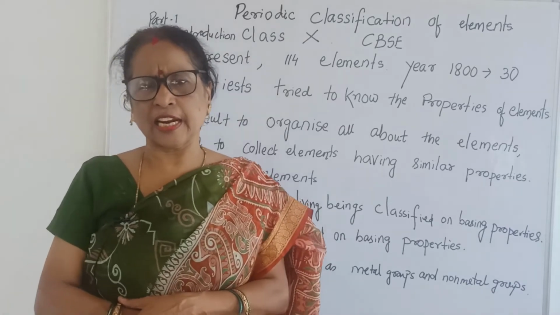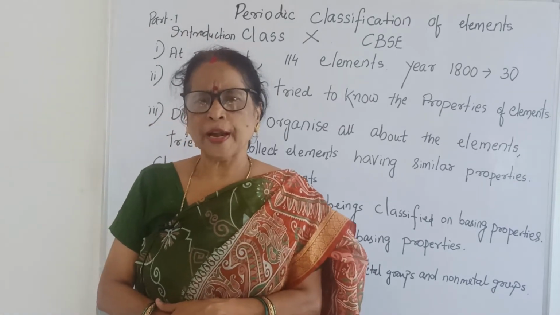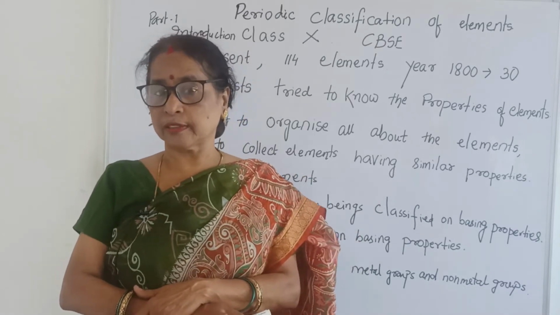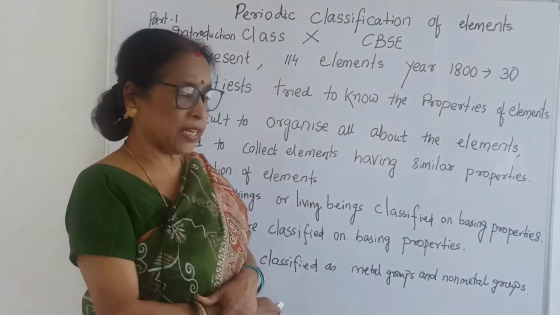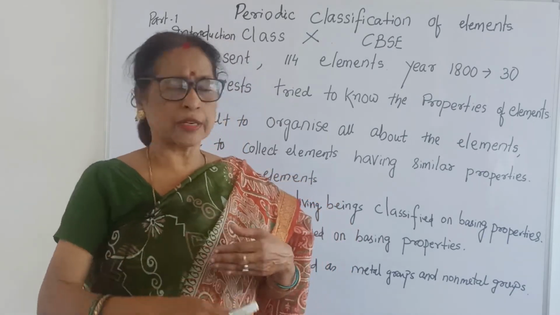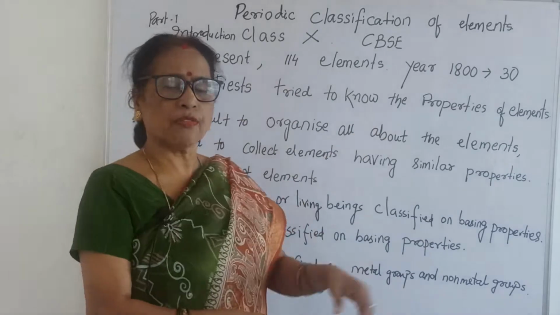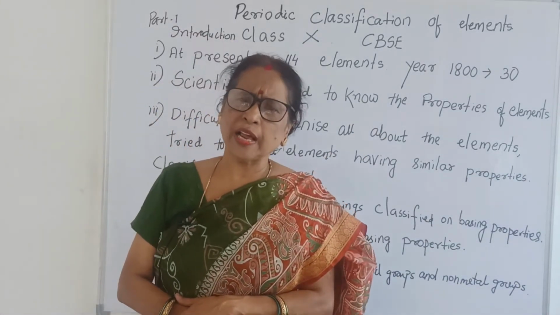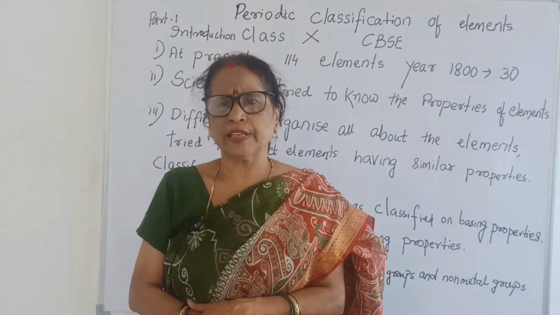In the 1800s, at that time, what happened? Only 30 elements were discovered, not more than that. But gradually, nowadays, you can see they were discovered one by one. Lastly, it has come to 114 elements that you can find now. The question is how we will arrange all the 114 elements.